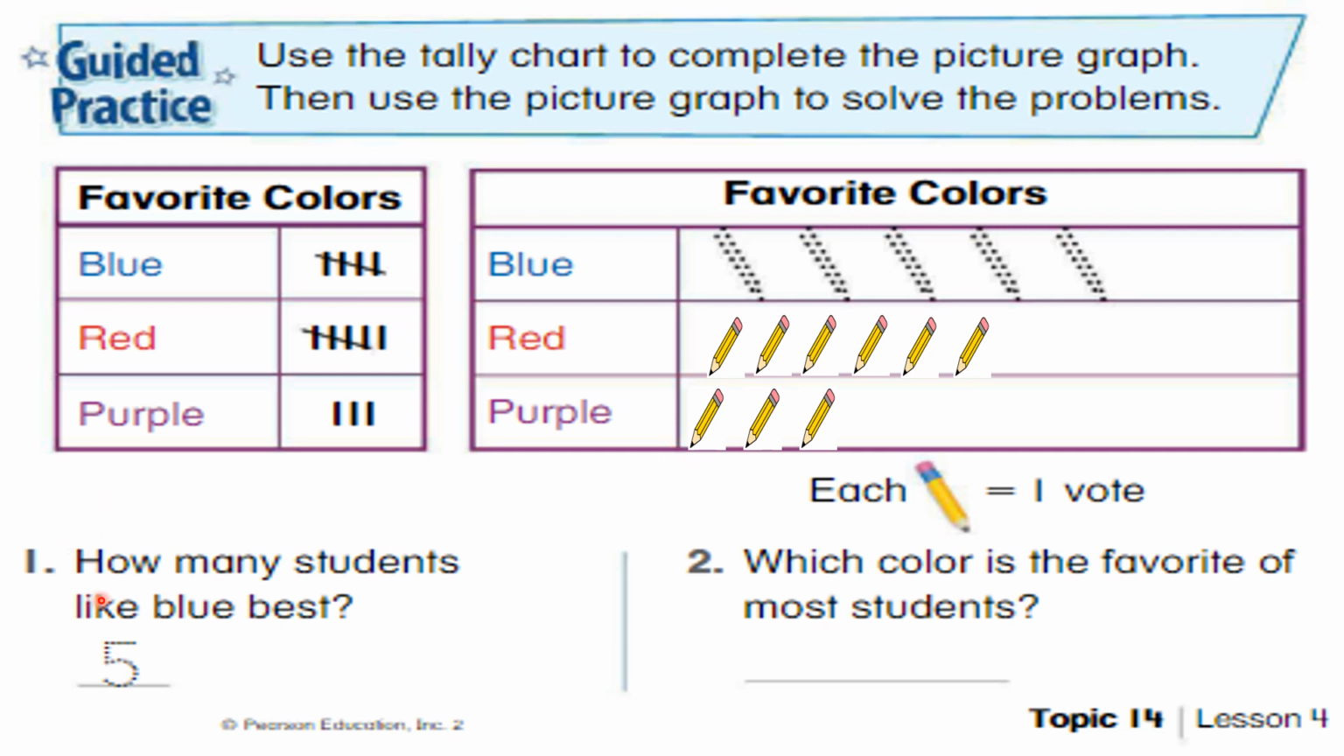Okay. Now question 1. How many students like blue best? So we know it's 5 and also it's given here already. Now question 2. Which color is the favorite of most students? Most means which color is having more votes, more pencils. So quickly tell me which color is having more votes. Excellent, red color. So 6 people like red color. So here we will write red. Excellent.